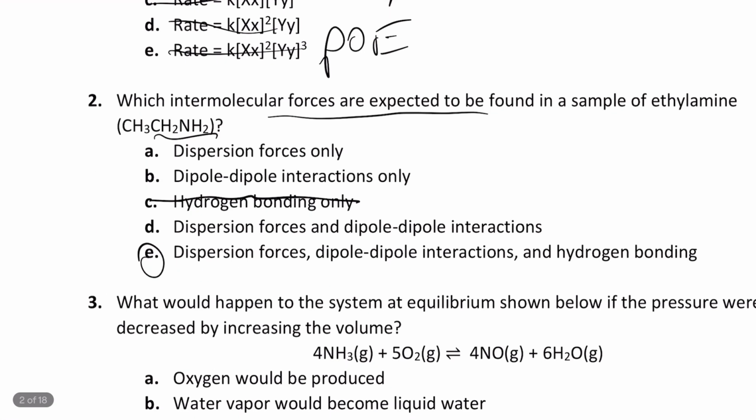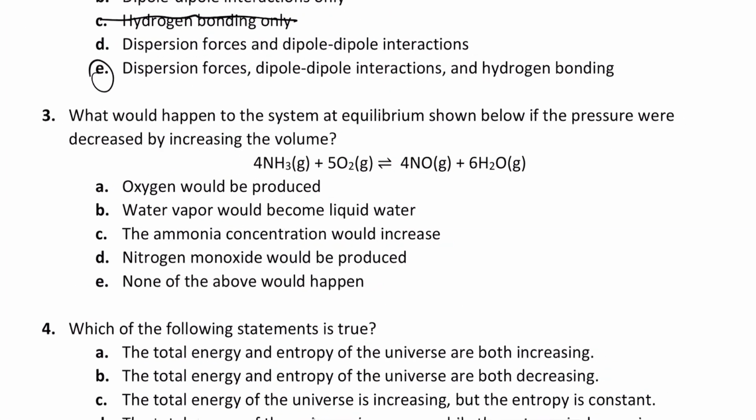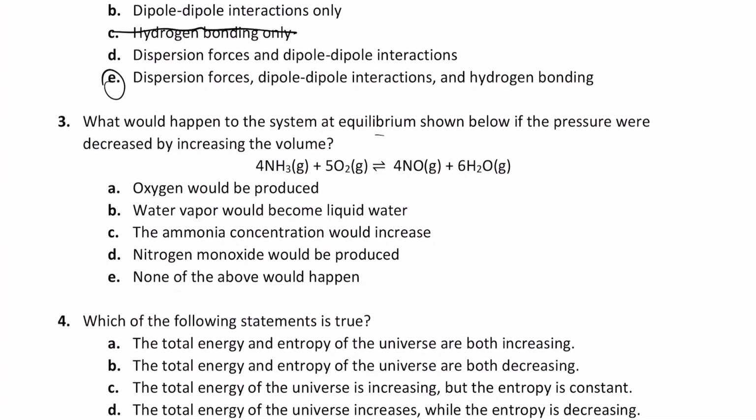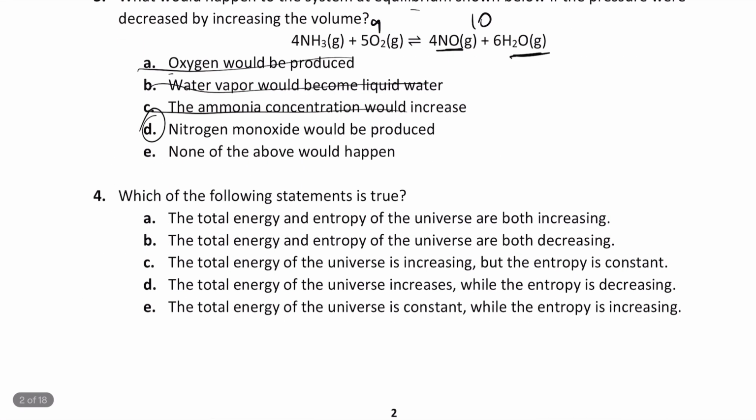All right. Question 3. What would happen to the system at equilibrium shown below if the pressure were to decrease by increasing the volume? Increasing volume means you're favoring the side with more moles. There's 10 moles here, there's 9 moles here. That means that this side would be favored. So let's look. Hydrogen, nope. Oxygen, nope. Water, that doesn't make sense. Ammonia, nope. Nitrogen monoxide would be produced. Yep, that's right. D.